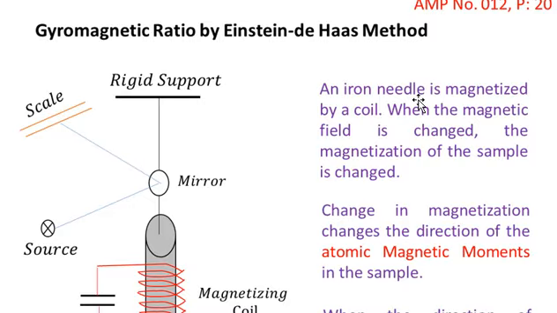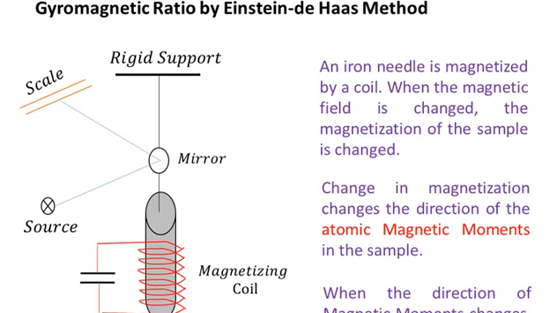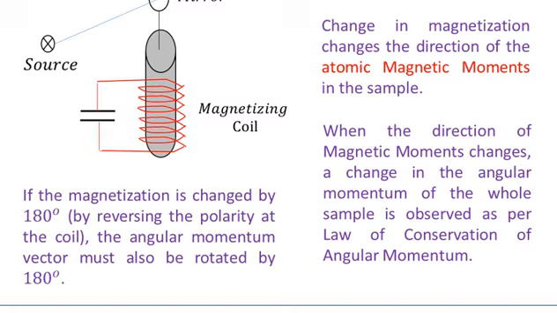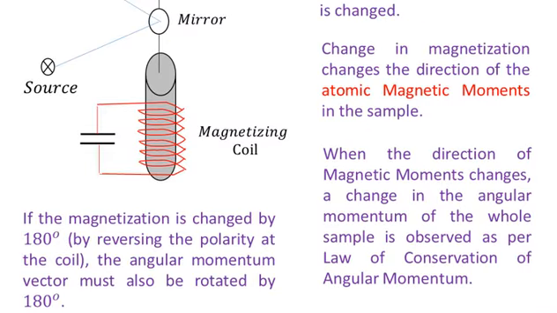An iron needle is magnetized by a coil. While the magnetic field is changed, the magnetization of the sample is changed. So you see that when you change the magnetic field, the magnetization of the sample is also changed. Change in magnetization changes the direction of the atomic magnetic moments in the sample.